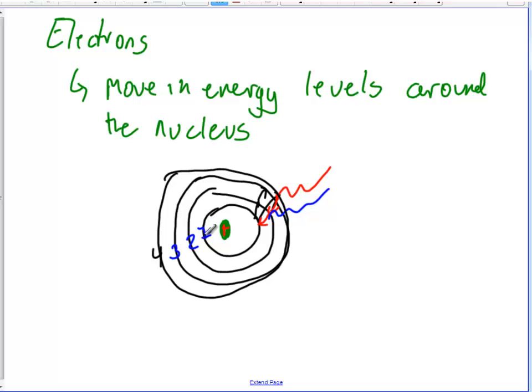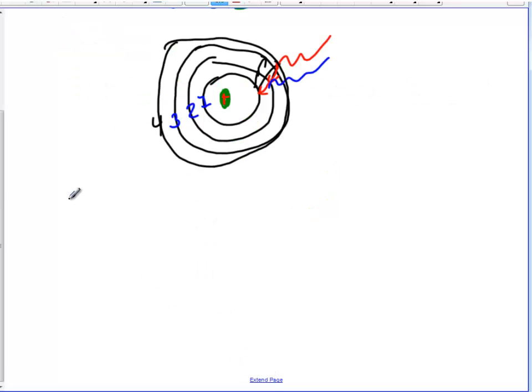The first energy level can only hold 2. The second energy level can hold 8. The third energy level can hold 18. The fourth energy level can hold 32. But it doesn't just stop there.